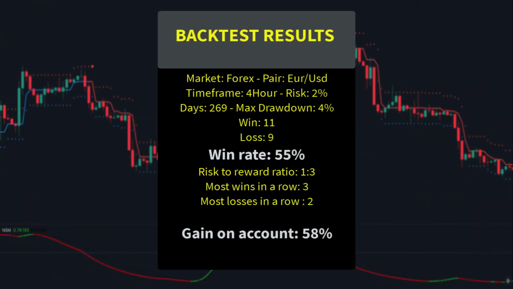Well, these are the results of the backtest. The strategy has been tested on the Forex market and the euro-dollar pair. The time frame is 4 hours and the risk per trade is 2%. The win rate is 55% and the maximum drawdown is 4%. We increase our account size by 58%. Finally, the length of the backtest has been 269 days.